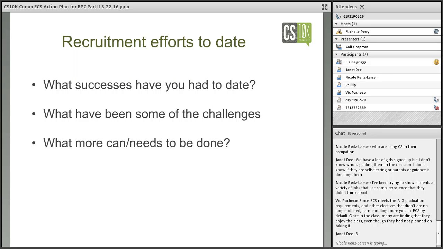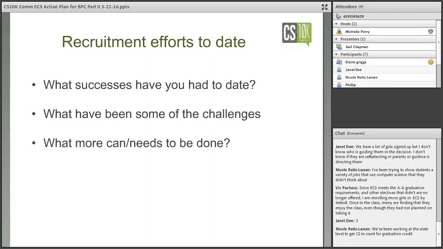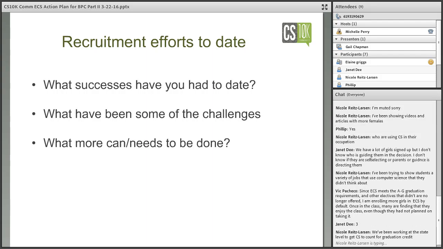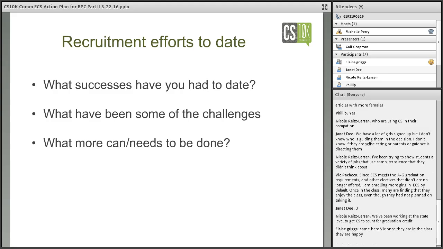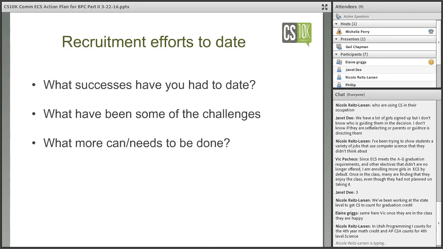But once you get them in there and girls are having success, then we have an opportunity to build a reputation that feeds on itself. So hopefully we're beginning to see that trend start to really take hold. And yes, as Nicole mentioned, working at the state level to get CS to count for graduation credit makes a huge difference, right? So all of these things combined together create a reputation that hopefully once they get into class, they are also maintaining.